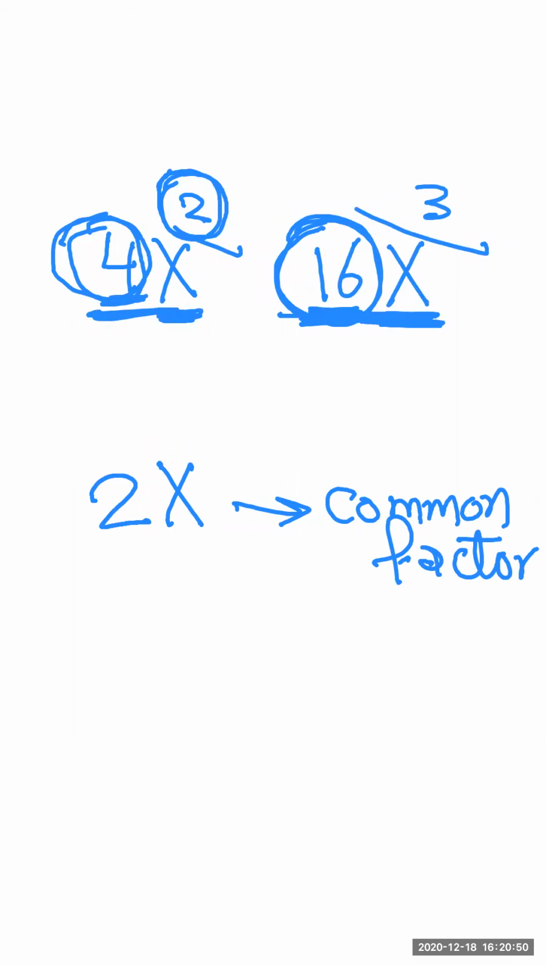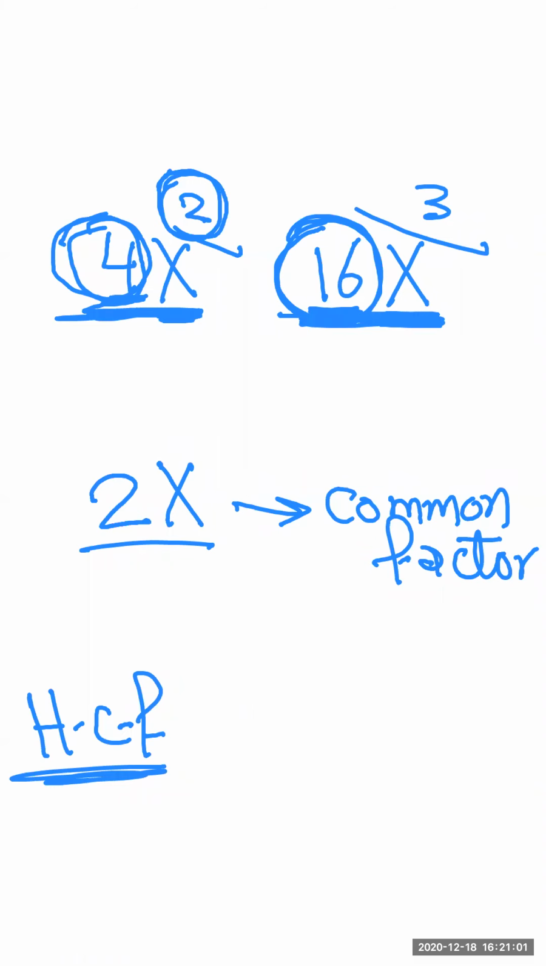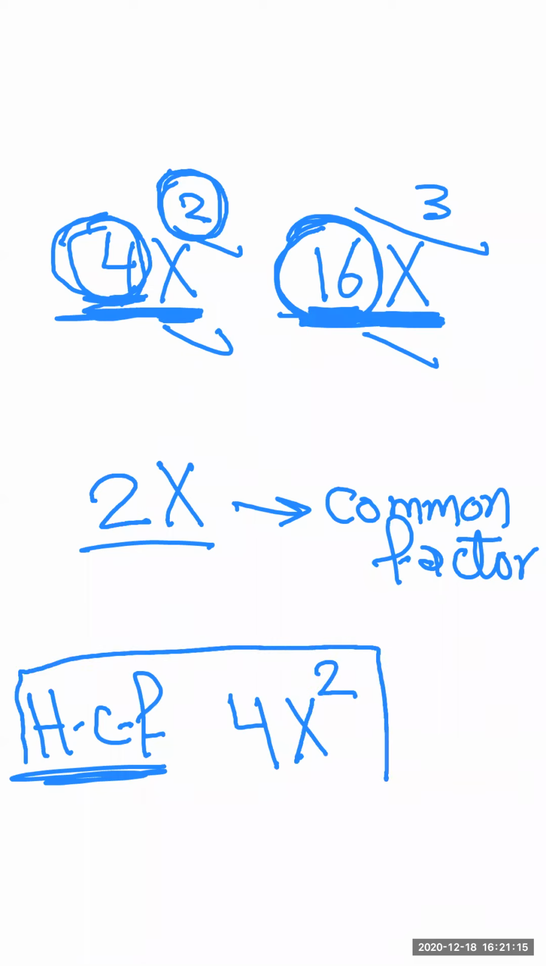Right? Because both of these two terms are divisible by 2x. But if I want to get the highest common factor, in this case, as I told you, 4 and 16, the maximum or greatest number that divides the two numbers is 4. And for x squared and x power 3, I have to choose the lowest power. So 4x power 2. In this lesson, I'm dealing with the highest common factor, the greatest value which divides the two numbers.